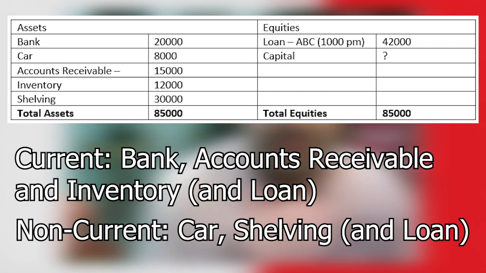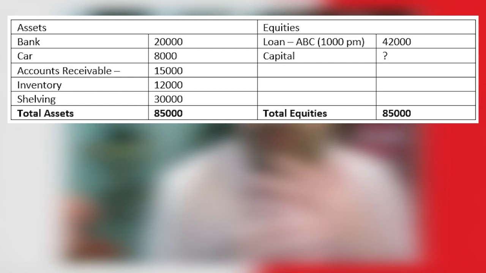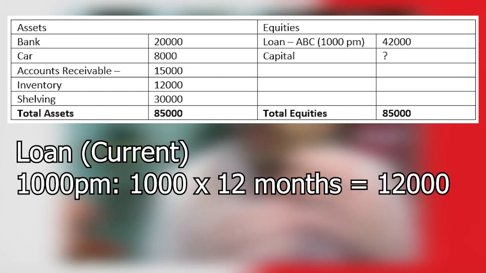Now, loan's a really interesting one. So on the screen, you're going to see the calculations for loan. When we calculate loan, we need to get it per year. Now, currently, the loan is $1,000 per month. We need to get to a year, 12 months in a year. 1,000 by 12 is 12,000.